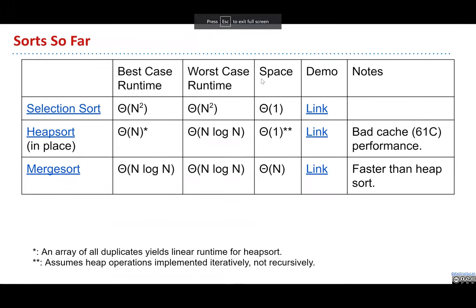Okay. So now we've got 3 algorithms: selection sort, heap sort, which is like super selection sort because it uses a heap to find the biggest item as fast as possible, and merge sort. Questions about the 50,000 foot view here? Yeah.